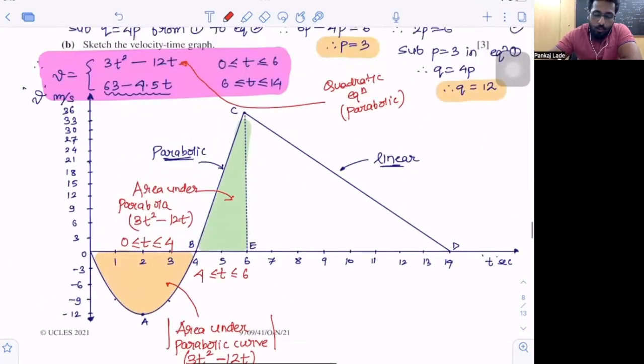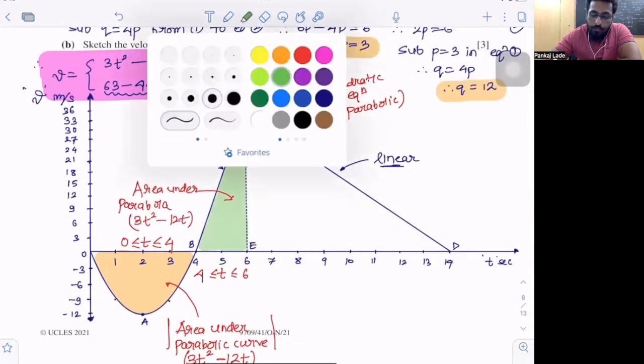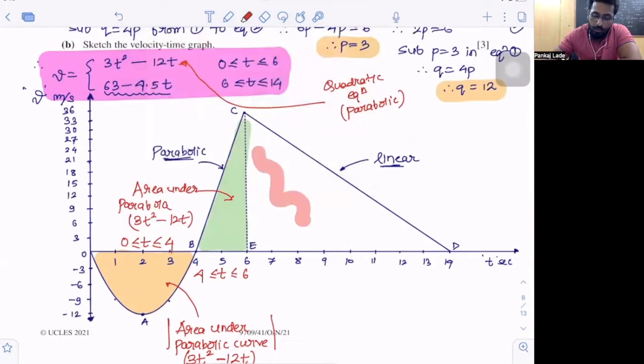And the last portion, students, the last portion can be easily understood. This portion that you can see, this portion is the area under what? This is the area under the line, isn't it? This area is the area under the line. Got it? So I'm going to shade this region as well. Let's quickly shade this region.